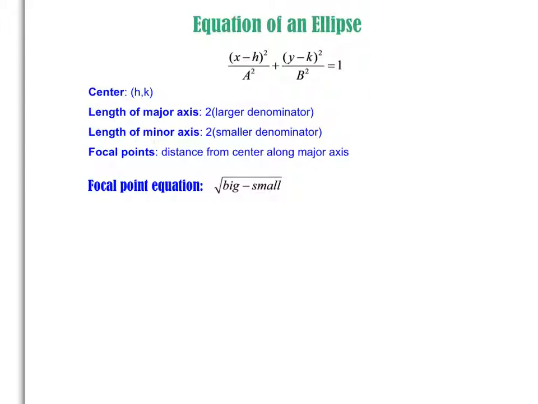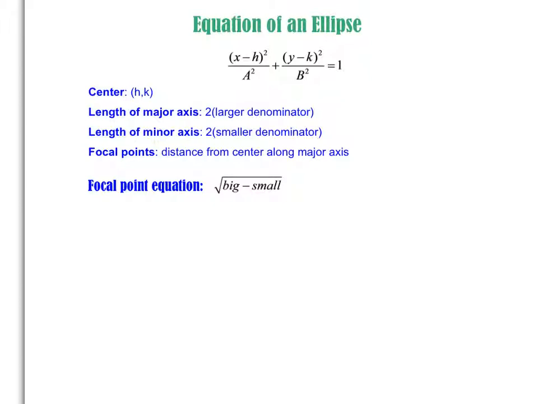So, the length of the major axis, first of all, is 2 times the larger denominator. The length of the minor axis is 2 times the smaller. These things are all kind of just definitions laid out, and then they'll make more sense when we actually do a problem. Those focal points, or the foci, is the distance from the center along the major axis. So those are those 2 fixed points we saw on the previous page.